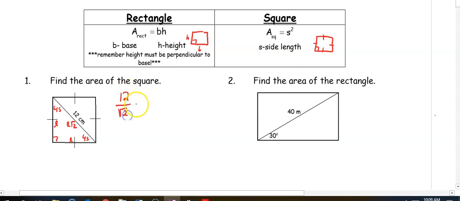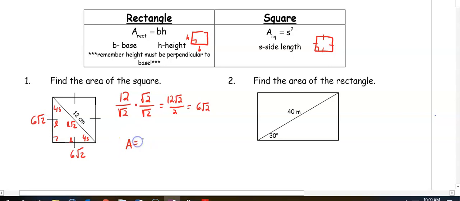So 12 divided by root 2. Because nothing reduces, we need to rationalize by multiplying with the fraction of root 2 over root 2. So we get 12 root 2 over 2, and that reduces to 6 root 2. So that means the sides of our square are 6 root 2.